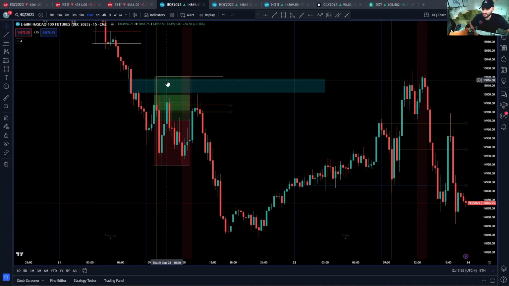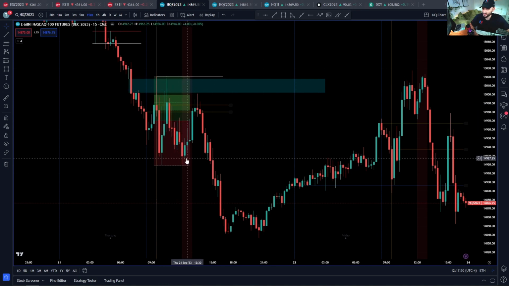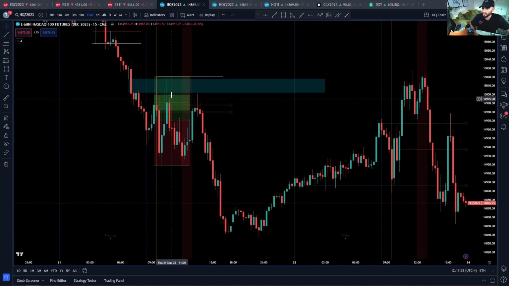Sure, it wicks through, but where are the bodies holding? Their bodies are holding inside this premium range. And ultimately, it didn't break or close above this old former protected high. So when price comes all the way back down here, did we create a new low to validate a new protected high? No. So the sustained dealing range is in play.